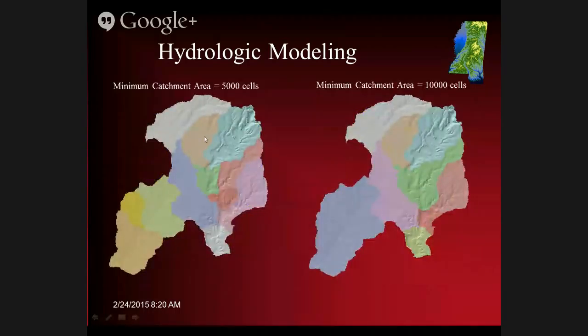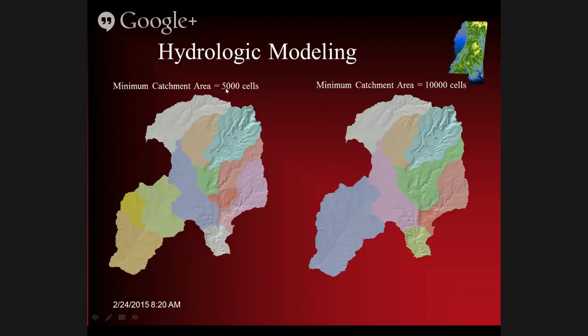Or instead of defining a pour point, we could say, okay, this is our study area. Divide this up into a minimum catchment area of 5,000 cells. And so what it does is creates basins and subbasins. This is obviously a subbasin because the water flows out to this point, but this subbasin and this subbasin both flow into that basin. Okay.